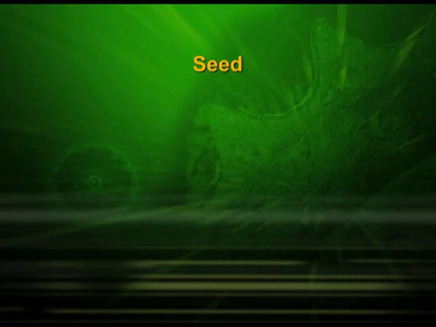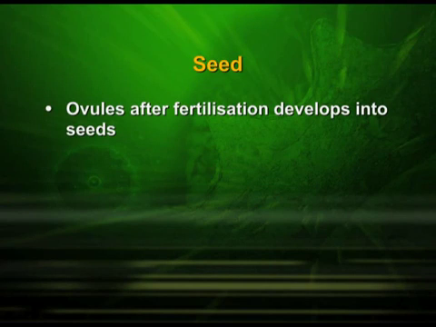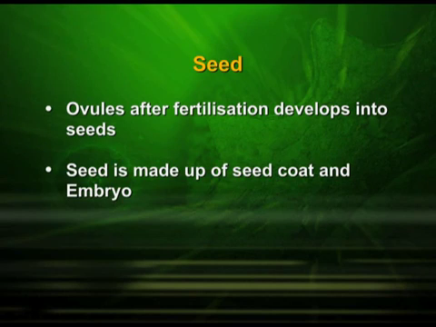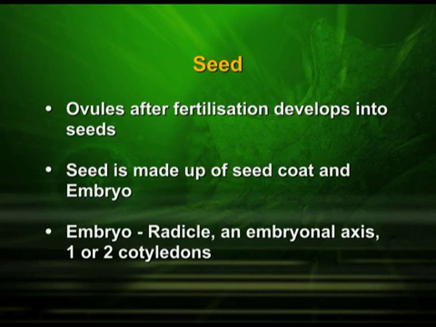Seed. Ovules after fertilization develop into seeds. The seed is made up of seed coat and embryo. The embryo develops into the radicle and embryonal axis and one or two cotyledons.